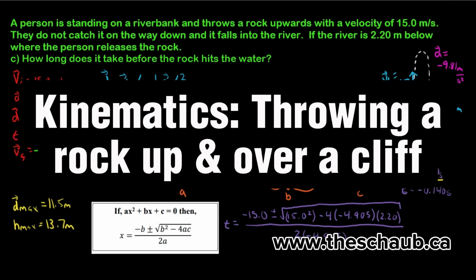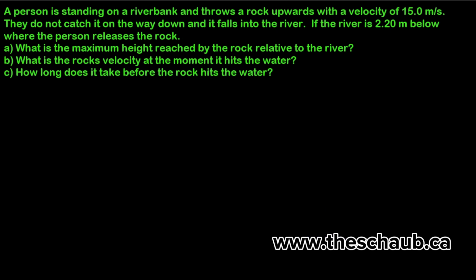Welcome to this video on vertical kinematics, where we explore a rock being tossed into the air and falling over a ledge into a river below. A person is standing on a riverbank and throws a rock upwards with a velocity of 15 meters per second. They do not catch it on the way down, it falls into the river.